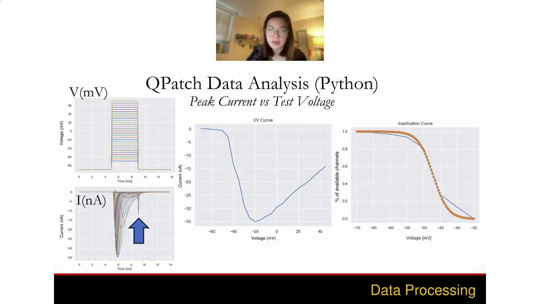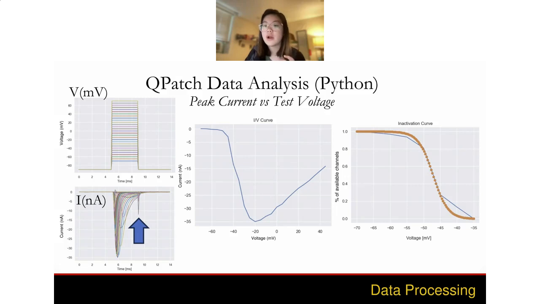And subsequently, using Python, I'm able to run curve fitting equations, and see what is the line of best fit, how can I best explain my data, how can I perhaps see what constants represent the equation that shows the number of available channels that changes over time or changes with the voltage changes.